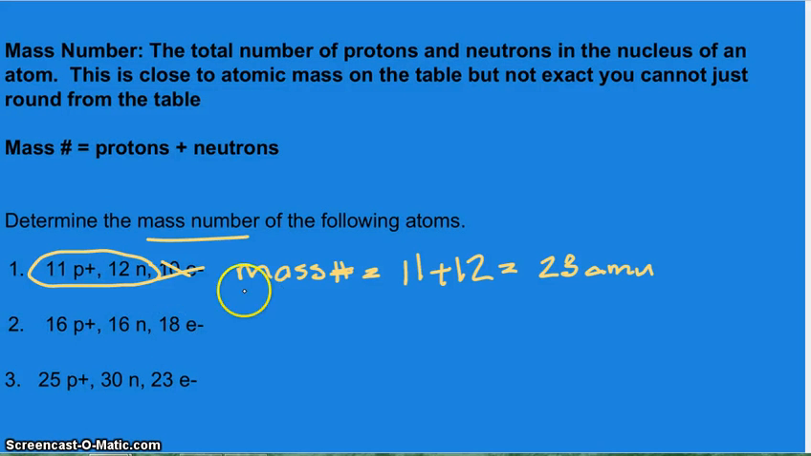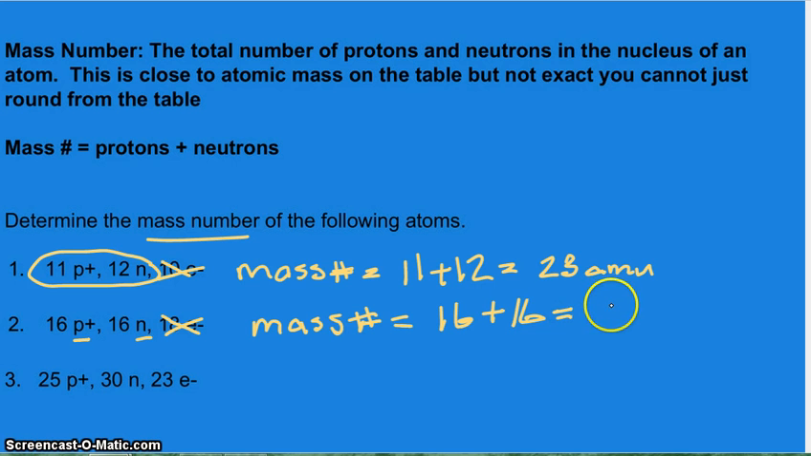Alright, so for number 2, again, if we want to find the mass number, we know we're only going to deal with protons and neutrons when we worry about mass. So our mass number for number 2 is going to be 16 plus 16. And for this sulfur atom, its mass number is 32 atomic mass units. All right, find the mass number for number 3, write that in your notes, and we will pick up with this tomorrow.